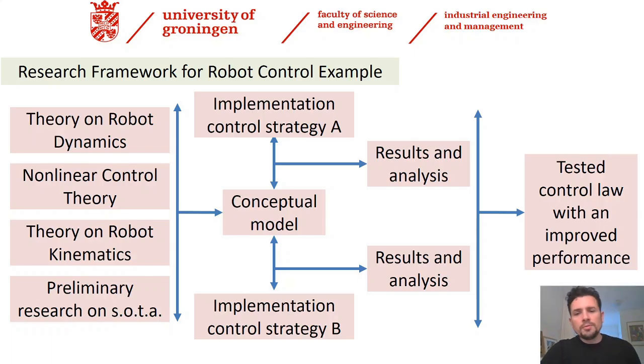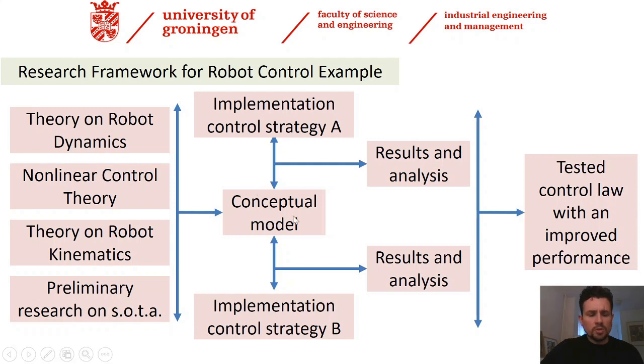I would like to finish the chapter with an example, the robot control problem example. Here we would like to get better performance in our robotic system. It could be trajectory, set point control, force control, impedance control. There are different applications. We need to gather enough information about the dynamics and the kinematics of the robot, coming from the theory. But also we need to understand the nonlinear control theory and the state of the art. How was this set of problems solved in the past?